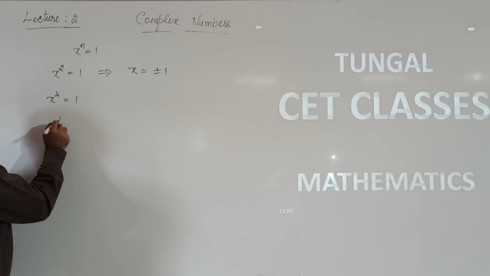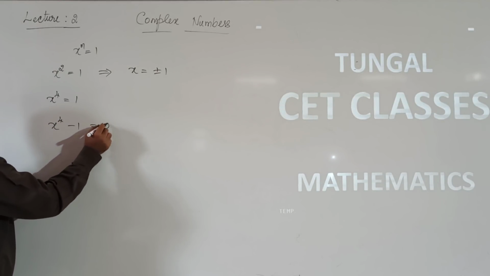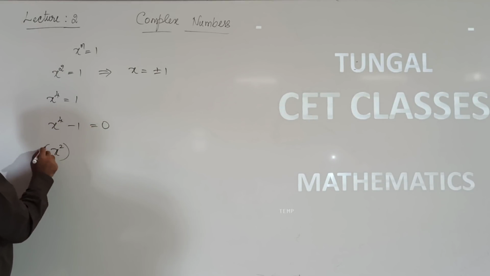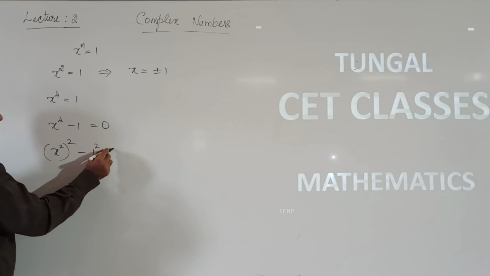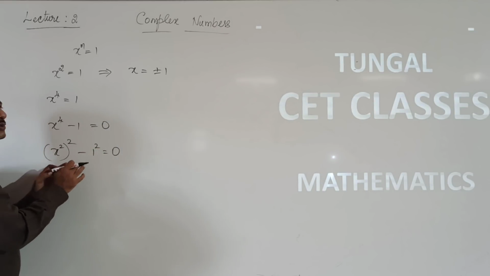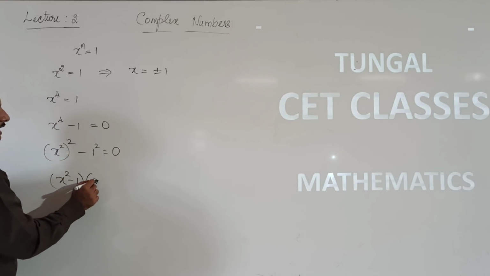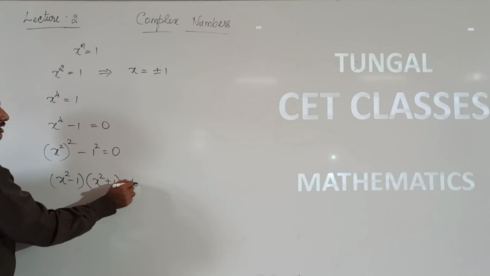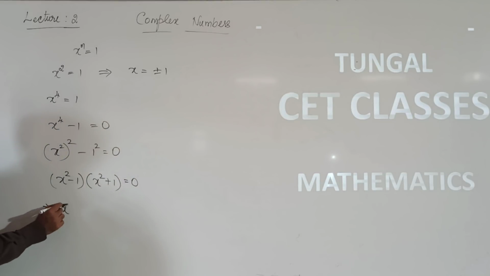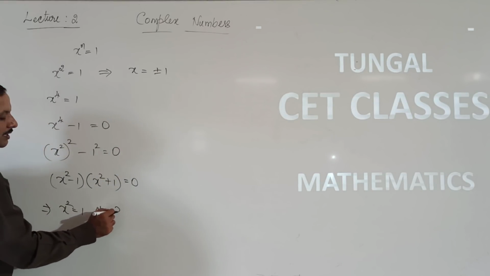X power 4 is equal to 1, we have x power 4 minus 1 is equal to 0. I am writing this as (x square) whole square minus 1 square equal to 0. This is of the form a square minus b square. A square minus b square can be written as (a minus b) into (a plus b). That's equal to 0. This will imply that either x square is equal to 1 or x square is equal to minus 1.